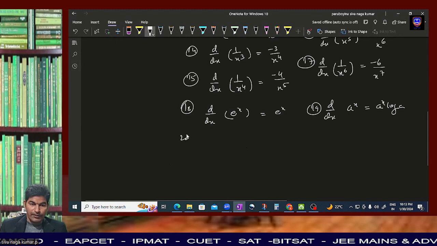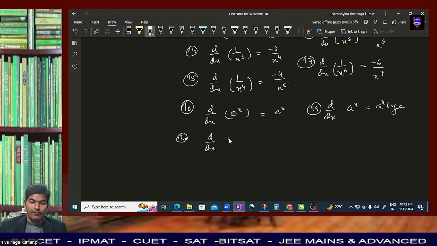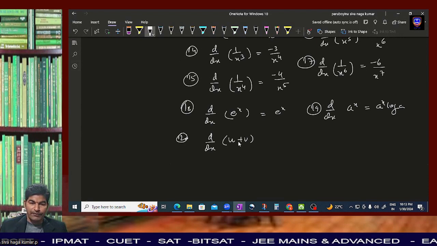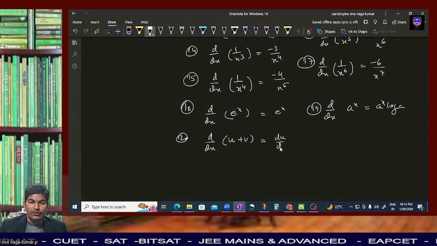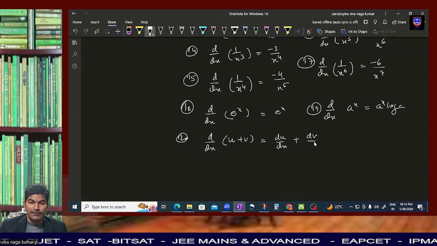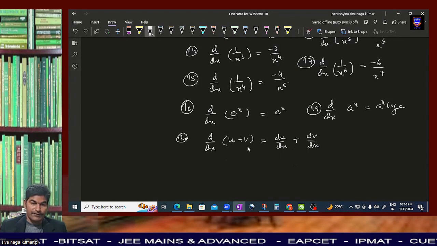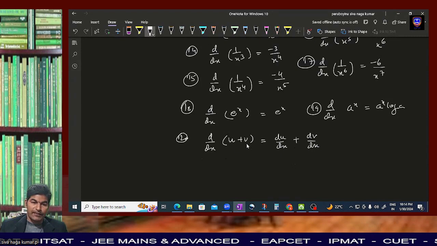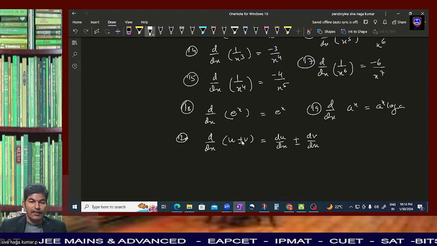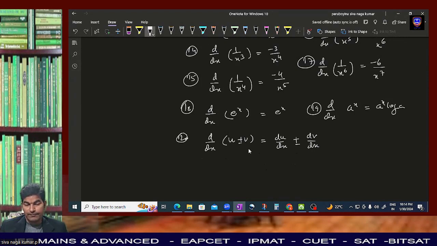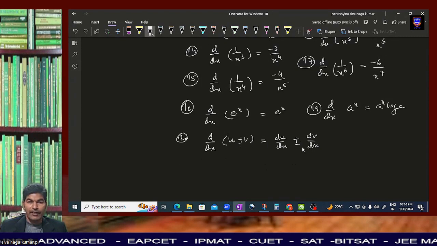Next, most important results: addition rule and subtraction rule. For u plus v, you can write du by dx plus dv by dx, where u and v are some functions. Similarly, you can also define subtraction, so I replace plus with plus or minus. If it is plus, use plus between them. If it is minus, use minus between them.